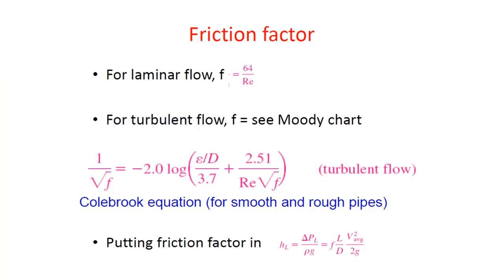Now we'll be looking at the friction factor. So what is the friction factor? For laminar flow, the friction factor can be determined using the equation F equal to 64 over Re, where Re is the Reynolds number. If you want to find the friction factor for laminar flow, you use this equation.